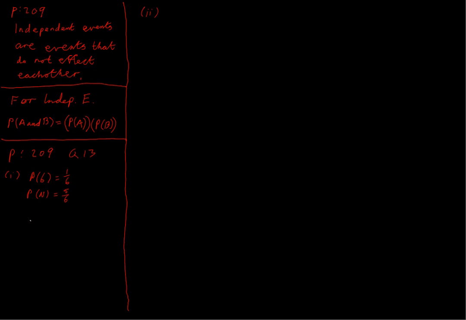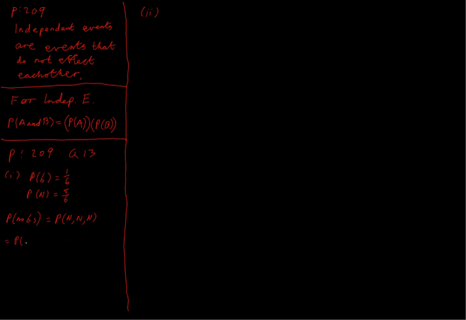Now, part 1, no sixes. So what meets that description? No sixes. We roll the dice 3 times and we get no sixes. Well, that can only be met one way. We could get not a 6, not a 6, not a 6. It's the only way that we can end up with that situation.